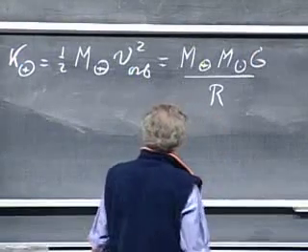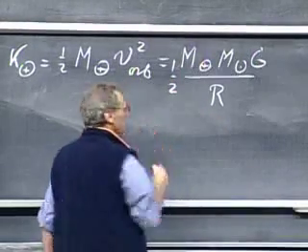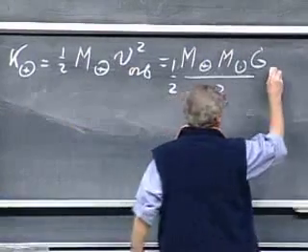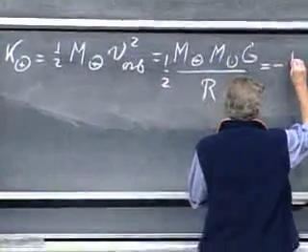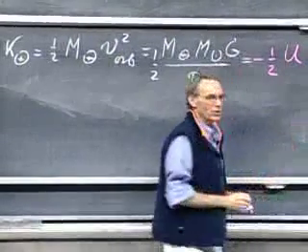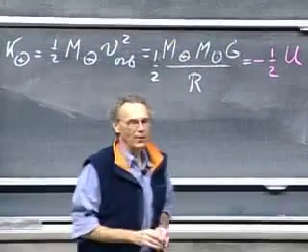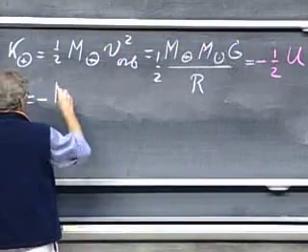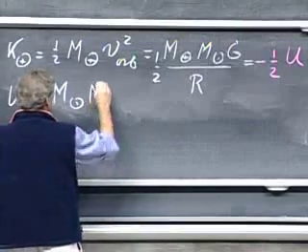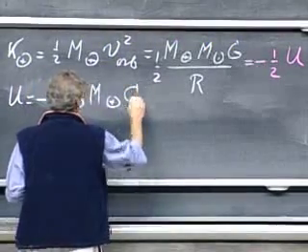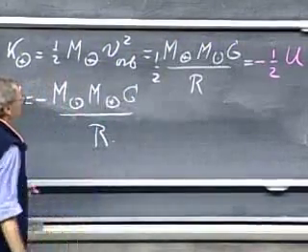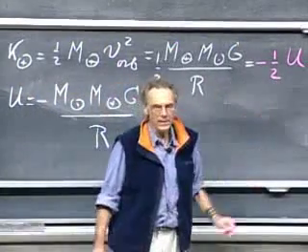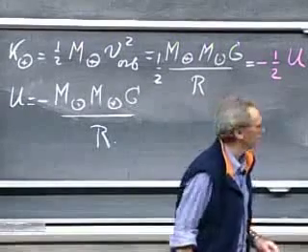But that, oh, there's a half here. Whenever I make a slip, you should always interrupt. So there is a half here. This is also minus 1/2 the potential energy. And remember, the potential energy equals minus m Sun, m Earth, G divided by r. So here you see plus half, here you see minus 1, so this is indeed minus half the potential energy.